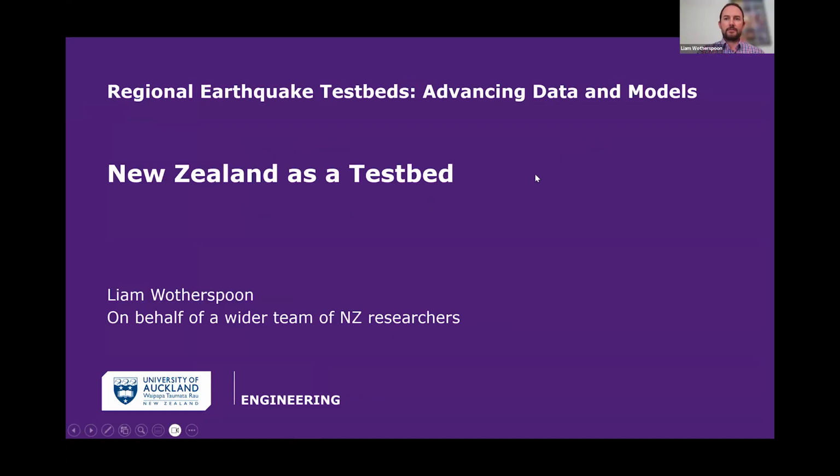Great. Thanks for that, Greg. Thanks for the invitation to speak today. I'm just going to talk about some work that's been going on in New Zealand. Given that New Zealand is a reasonably small country in terms of population, when we're thinking about testbeds, the way we've attacked things is to look at the entire country when we explore research in this space. I'm presenting on behalf of a wider team of New Zealand researchers and the broad collaboration approach we've taken.